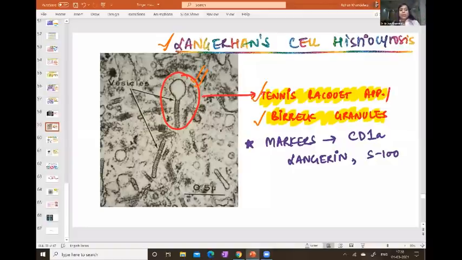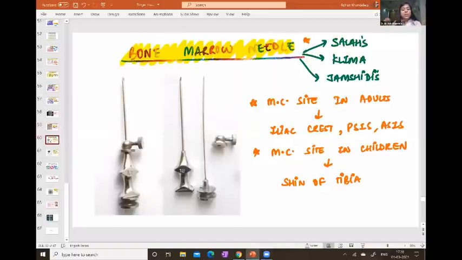Next. Okay, very, very important image, students. It has been previously asked in all the MCQ exams, right? That is the various bone marrow needles, right? You all know that these days the examiner has a tendency to ask you very, very practical questions. So these are the needles which we use for bone marrow examination in the clinics. So three kinds of needles are used: Salah, Klima, and Jamshidi. The advantage with the Jamshidi needle is that we can do a biopsy also with that, right?